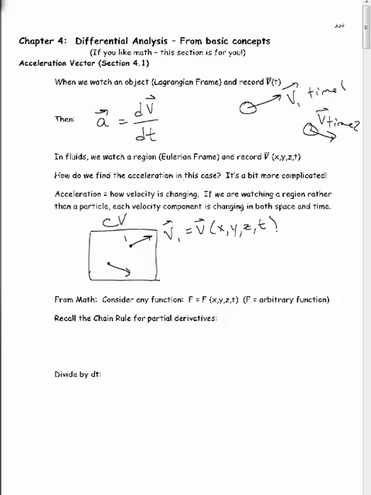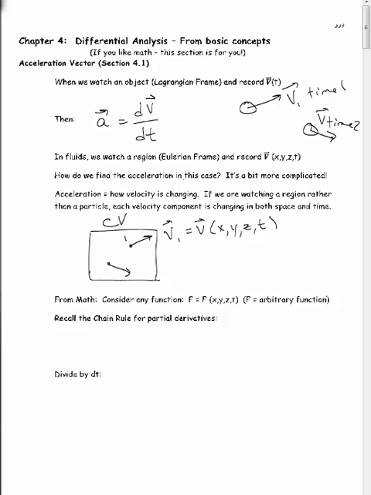So when we get an acceleration vector, we get an acceleration vector that covers this whole region. So it's all the particles that happen to be in that region at one time. So our acceleration vector is also going to be a function of x, y, z, and t, and it's going to be a little bit more complicated than it is for physics. So let's just do a little math here.